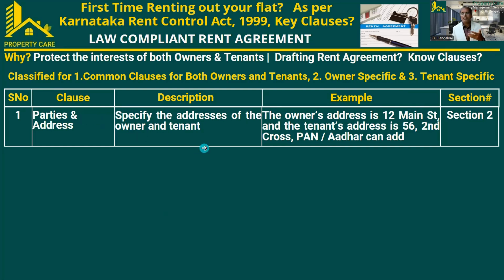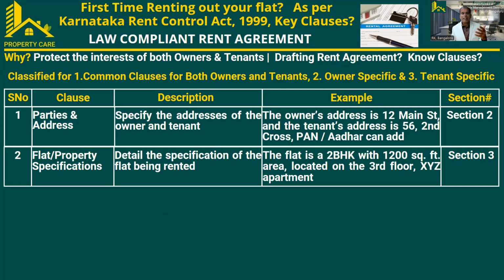So many points are self-explanatory. I'm just giving a quick understanding of each point. Second is flat and property specification. So we should give which flat you are renting out, that specification. For example, 2 BHK flat, 1,200 square feet, located on the third floor, some XYZ apartment, and the address. So this has to be captured. This is discussed in section 3 of the Rent Control Act.